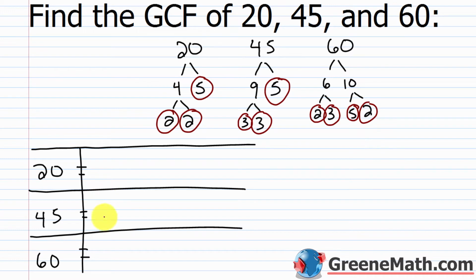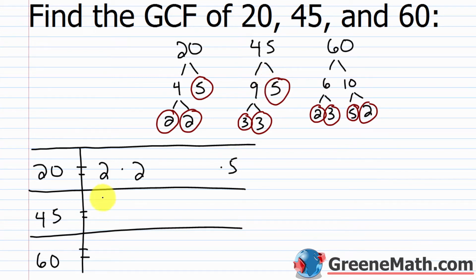All right, so I'm going to write this in this table in such a way that it's completely obvious what's common to everything. So for 20, the smallest prime factor is 2. So let's go ahead and start out with that. So we have 2 times 2, and then I have times 5, but I'm going to put that way out here.